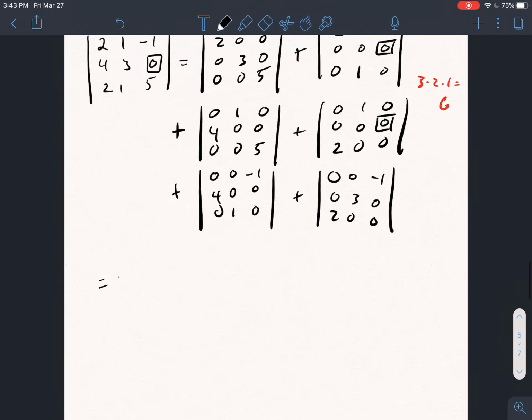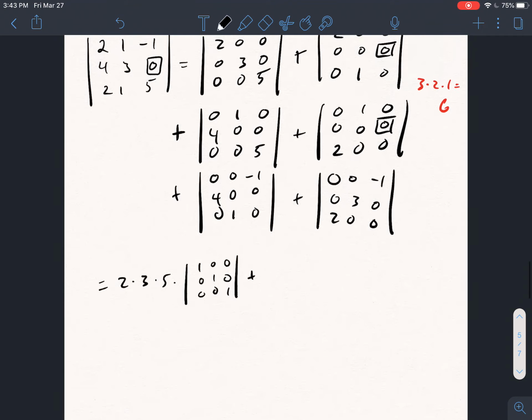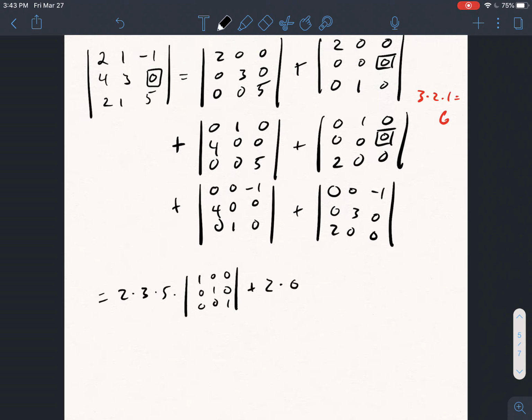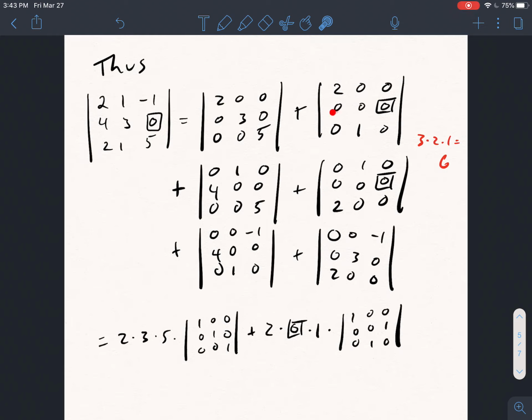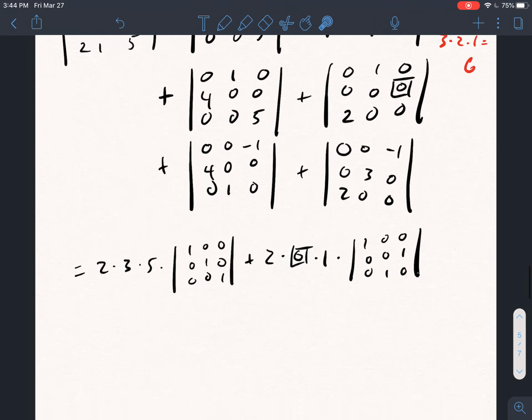Okay, so this is equal to, I'm going to factor out a 2, a 3, and a 5 from the rows of the first matrix. I'm left with the identity matrix. Factor out a 2, a boxed 0, and a 1 from this matrix here. And again, I'm allowed to do that because this 0 makes this entire term equal to 0. This matrix had a row of zeros technically, so its determinant is 0, and this whole term is equal to 0, so I'm still allowed to do this.